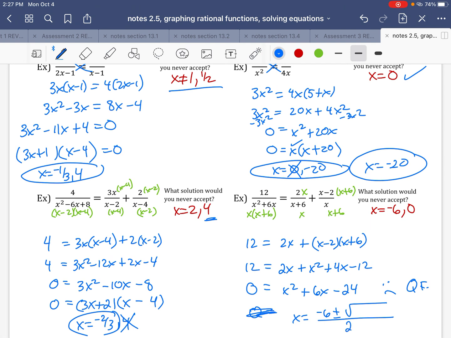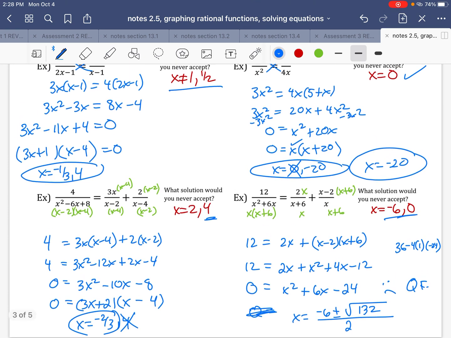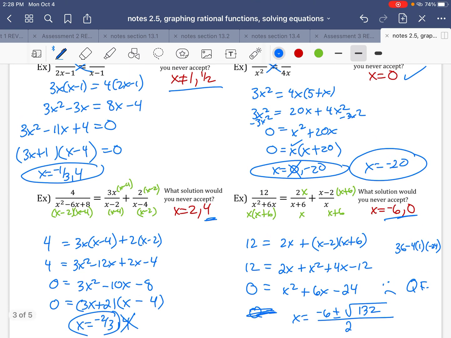So let's do that old discriminant there. I need 6 squared, so 36 minus 4 times a is 1, and c is negative 24. All right, so I'm going to get my calculator. And if you're still awake, let's see, 36 minus 4 times 1 times negative 24. That comes out to 132. So that is not these answers, so I'm good to go with both of these answers.